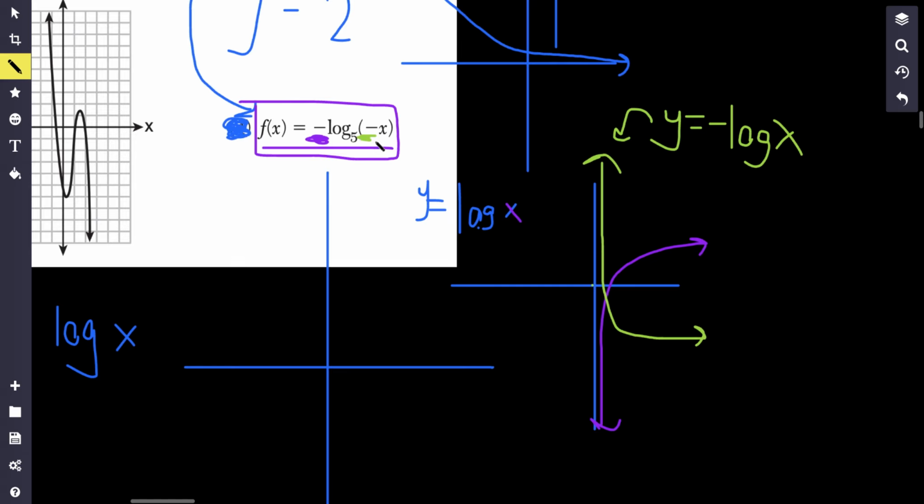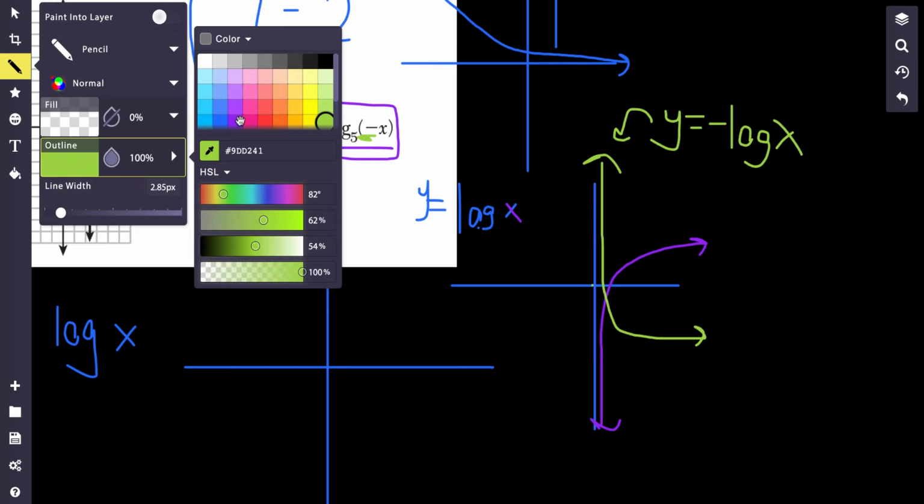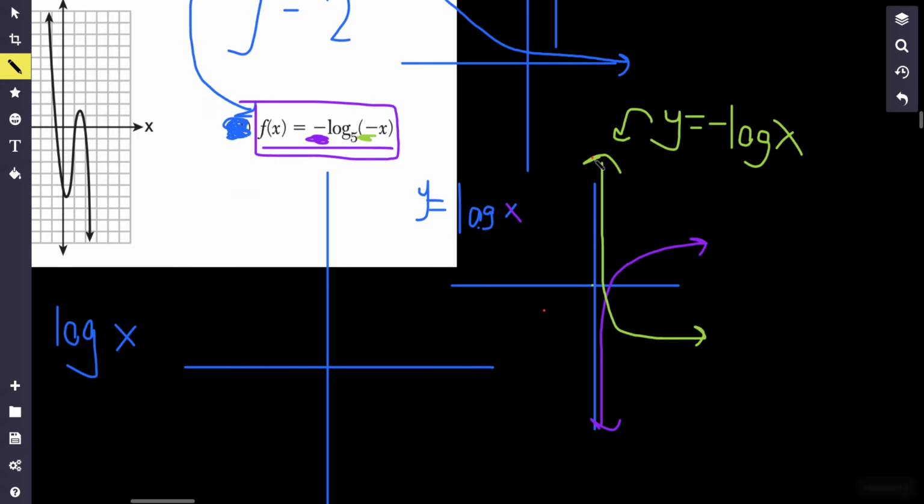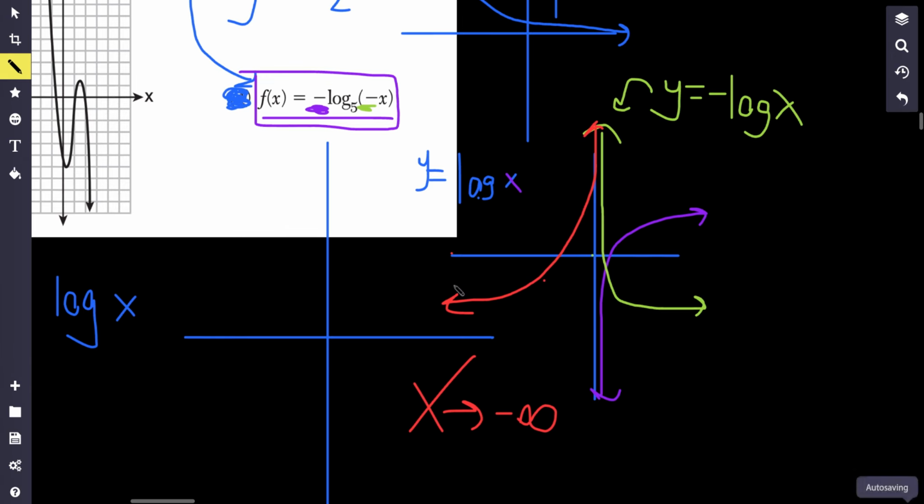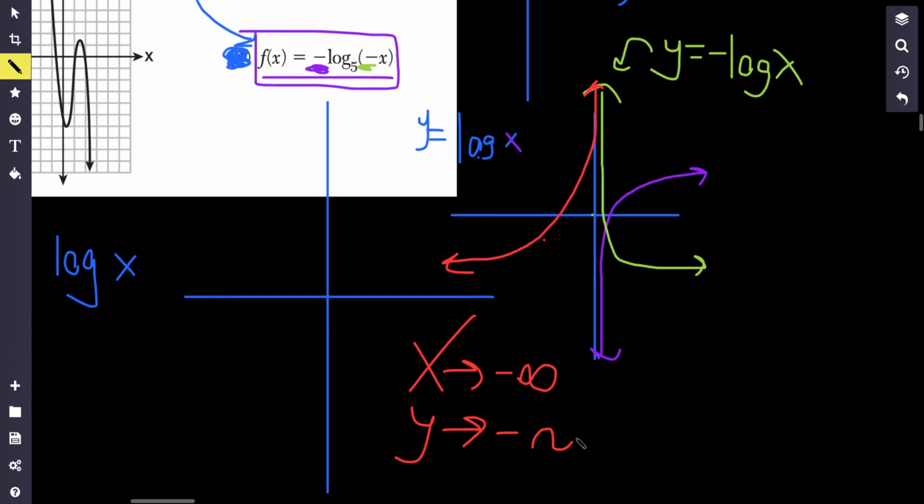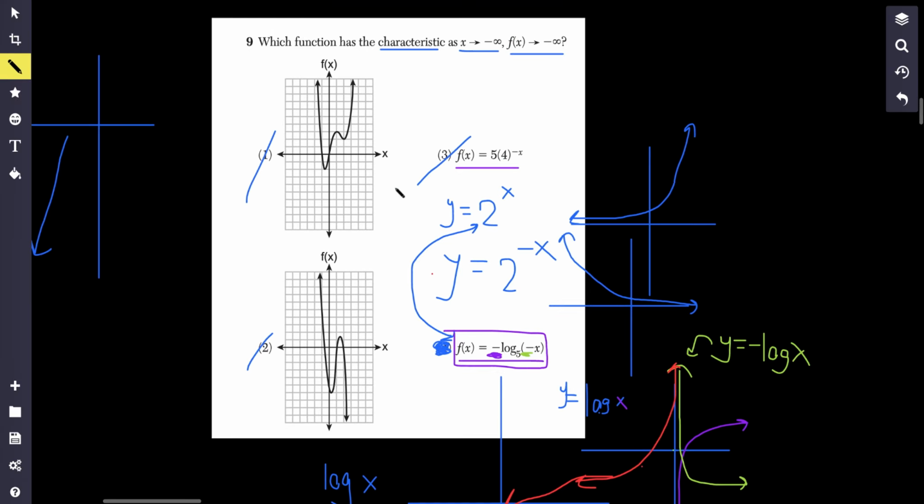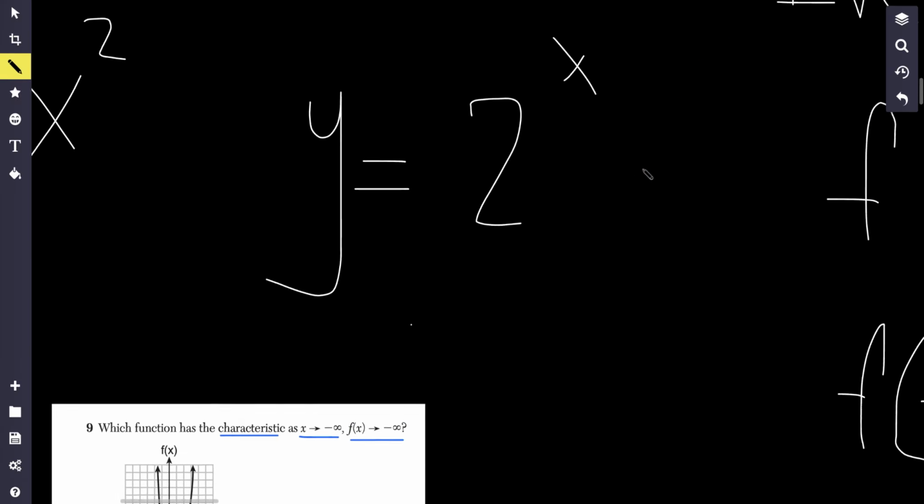Now, what does this negative on the inside do? Well, remember, when you have a negative on the inside, it flips it about the y-axis this time. So negative on the outside reflects it about the x-axis, but negative on the inside reflects it about the y-axis. So now the graph looks something like this, where notice how as x approaches negative infinity, as our x value decreases, our y value also approaches negative infinity. If I drew this out more and more, it's going to decrease and decrease. So yeah, that's why number 4 is our answer.